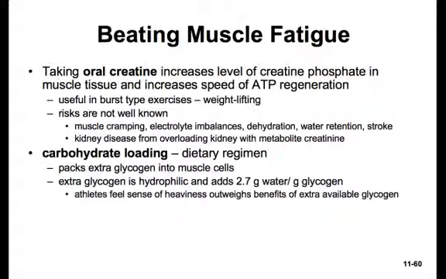Carbohydrate loading is also a strategy that's been used to beat muscle fatigue. It packs extra glycogen into the muscles. Basically, your fuel tanks will be extra full. The extra glycogen is hydrophilic, so it attracts water into the cells, thus hydrating the cells more. So it's twofold. There's extra fuel as well as extra water.